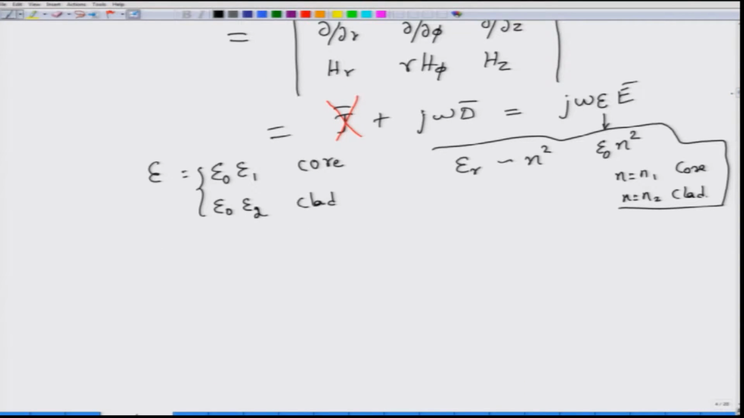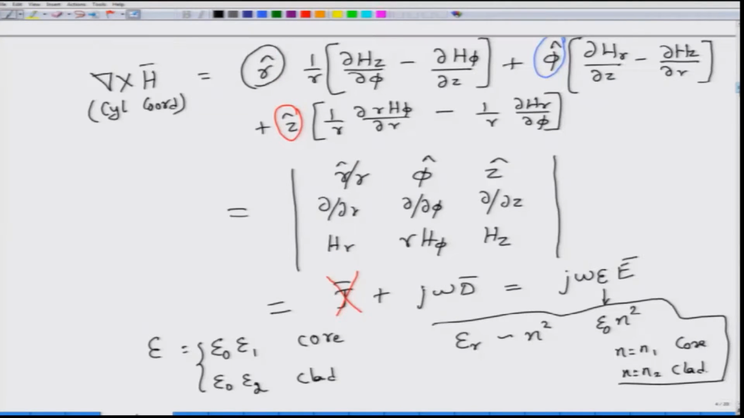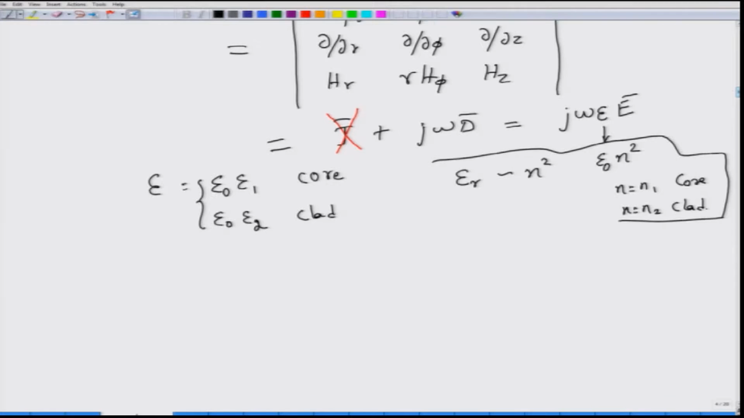So on the left hand side of this expression I have this complicated looking expression, but the right hand side is j omega epsilon E. But if you have to expand this E itself, E will be r E r plus phi E phi plus z E z. So you will actually have an E r component, an E phi component and an E z component, right.